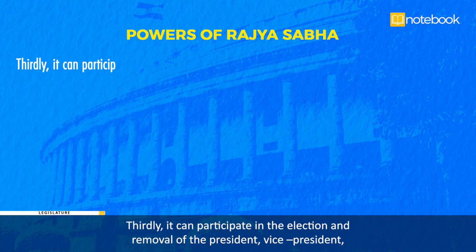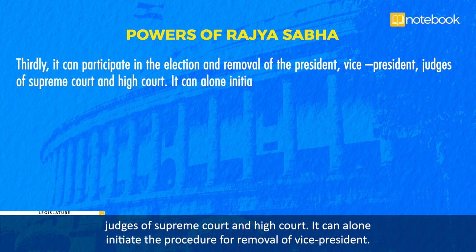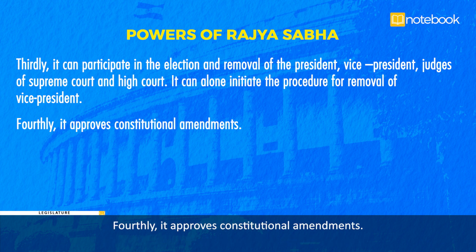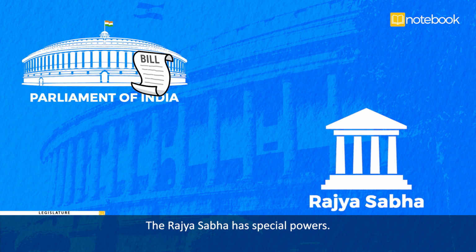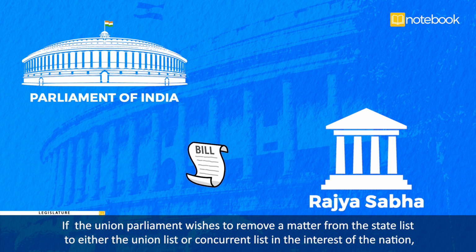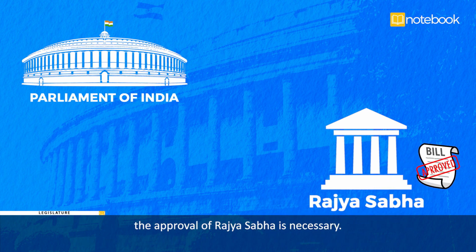Thirdly, it can participate in the election and removal of the President, Vice President, judges of the Supreme Court, and the High Court. It can alone initiate the procedure for removal of the Vice President. Fourthly, it approves constitutional amendments. The Rajya Sabha has special powers. If the Union Parliament wishes to move a matter from the state list to either the Union list or the concurrent list, in the interest of the nation, then the approval of the Rajya Sabha is necessary.